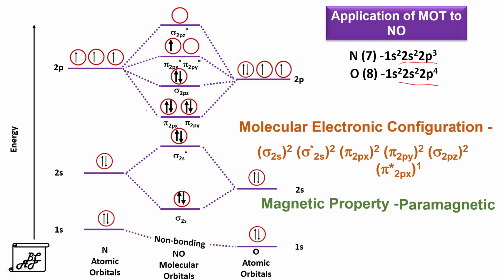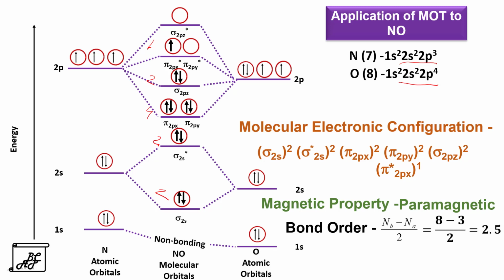Now we will determine the bond order of the nitric oxide molecule. We can see that there are 2 electrons in sigma 2s bonding, 4 electrons in pi 2px, pi 2py bonding and 2 electrons in sigma 2pz bonding. So there are a total of 8 electrons in bonding molecular orbitals and a total of 2 electrons in sigma star 2s and 1 electron in the anti-bonding pi star 2px orbital. So bond order is determined by 8 minus 3 divided by 2, which is equal to 2.5. As it is a fractional bond order, the nitric oxide molecule is an unstable molecule.